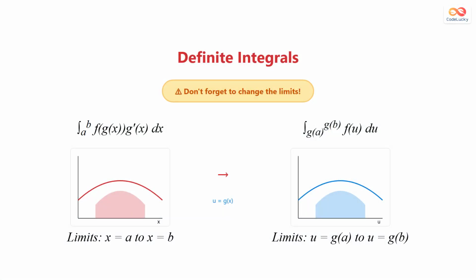When dealing with definite integrals, there is one extra catch. The limits of integration, a and b, belong to x. When we switch to u, we must also calculate the new limits for u by plugging a and b into our u equation. This often saves us from having to substitute x back at the end.